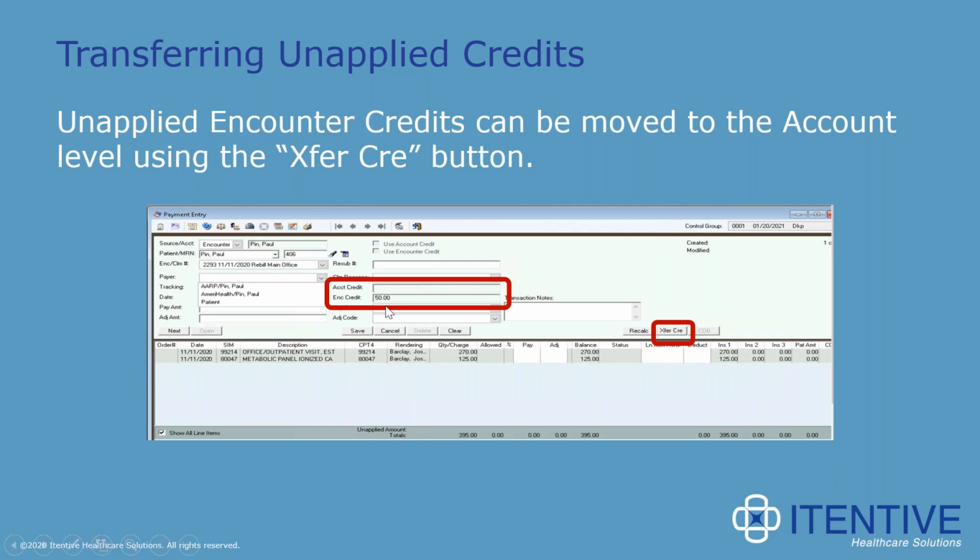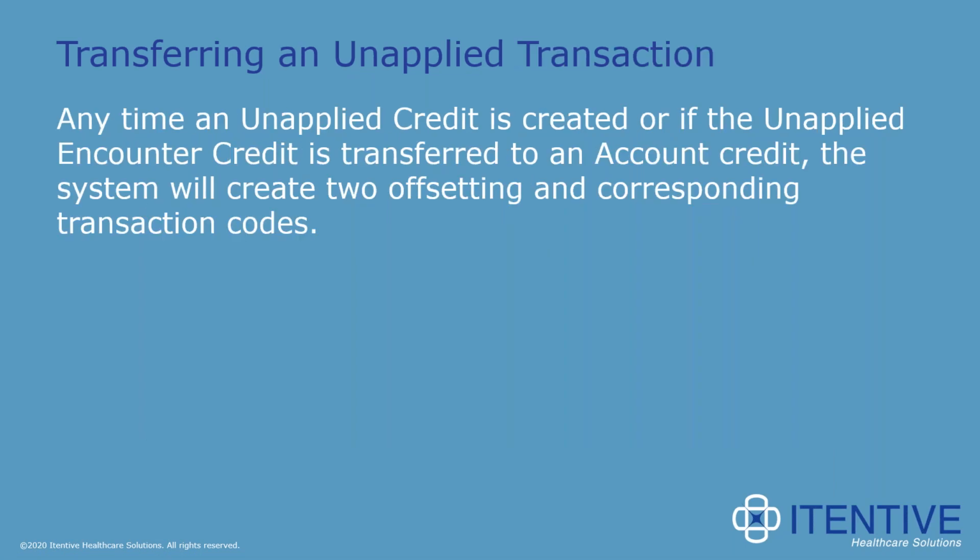Like say you pick the wrong child, not the wrong John Smith, but the wrong child in the family. So you can transfer this encounter level credit up to the account level so that it could be used on another charge within that same account.